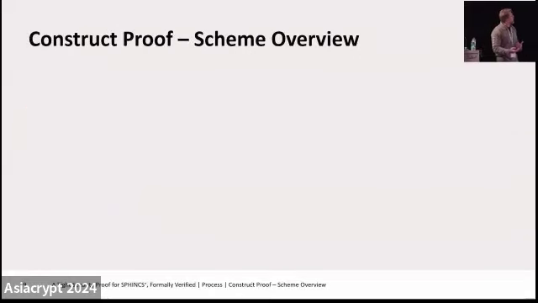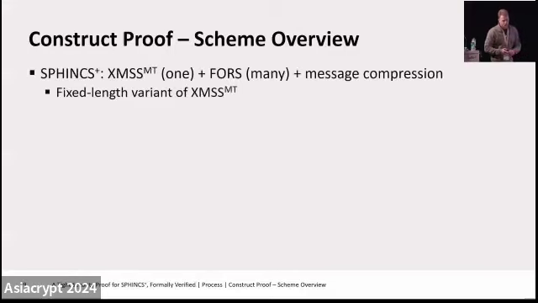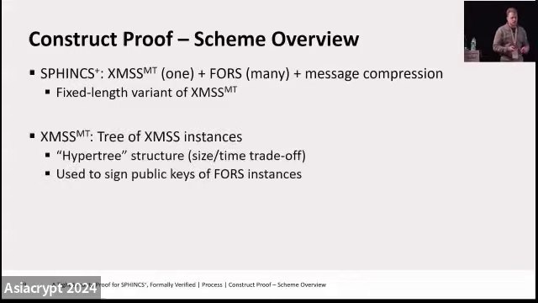Okay, so I will walk through these 3 high-level steps for this specific formal verification effort, starting with the construction of the proof. But before showing the proof overview, I will give an overview of Sphinx Plus, so we actually know what the proof overview is talking about. So Sphinx Plus essentially combines 2 different schemes and a message compression step, and these 2 schemes being XMSS multi-tree or XMSS MT, of which Sphinx Plus uses 1 instance essentially, and FORS, of which Sphinx Plus essentially uses multiple or many instances. And actually it's a fixed length variant of XMSS multi-tree that Sphinx Plus uses.